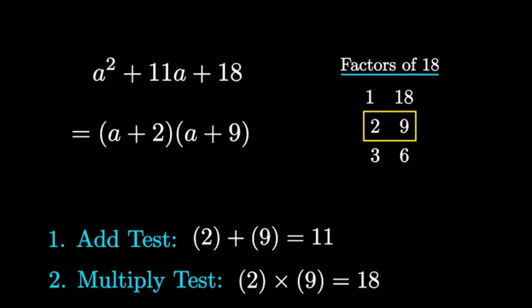So just because it passed those two tests, we can say that a squared plus 11a plus 18 factors into (a + 2)(a + 9). And that is the final answer. You could multiply this whole thing out using the FOIL method if you want to. It's really up to you. I really don't suggest you do that. But yes, that's going to be it for this problem.